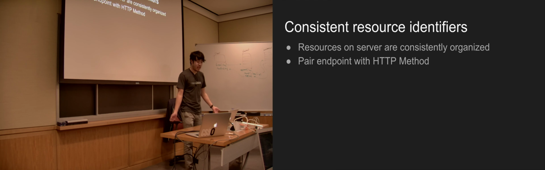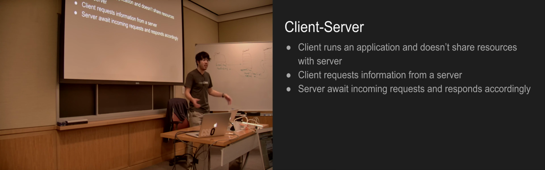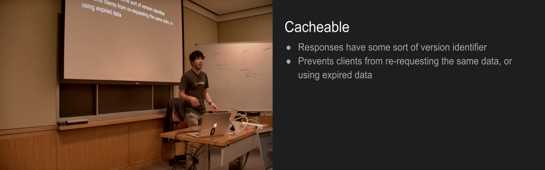So consistent resource identifiers, like how do we organize our endpoints? It should be an action and an object. Client server means the client should be running, and they should ask the server for stuff, and all the server should do is receive requests and send out responses. Cacheable, some sort of identifier on their version. And that's the next lecture.